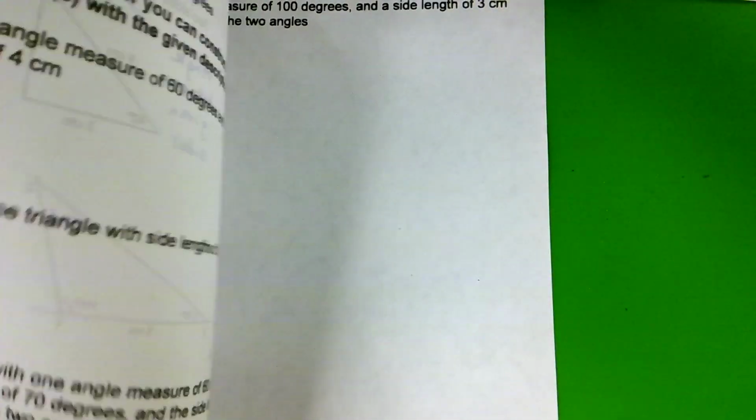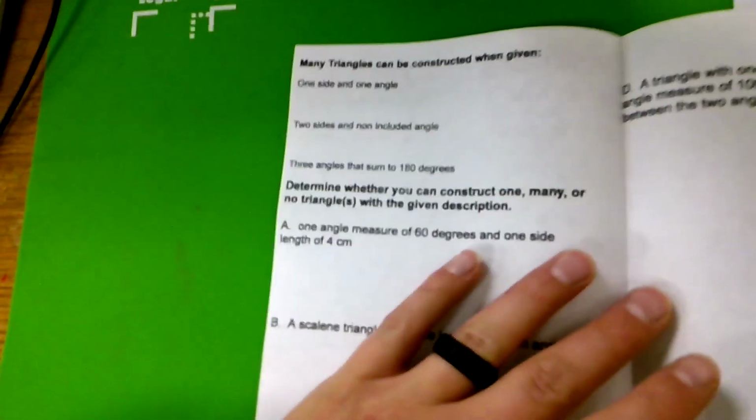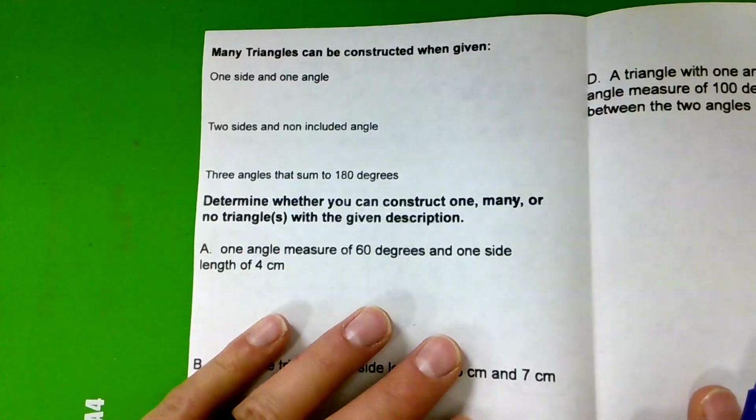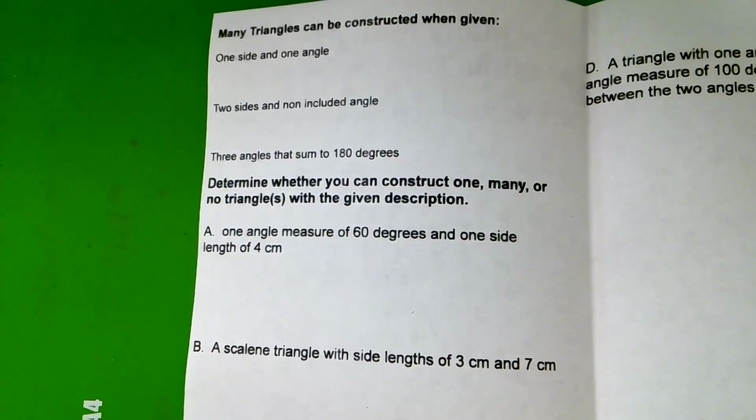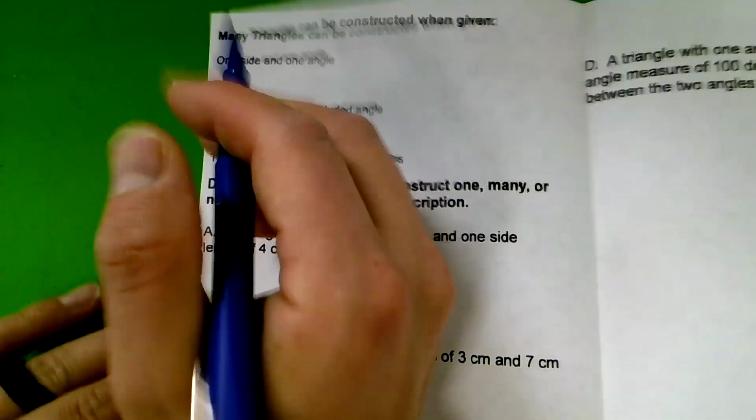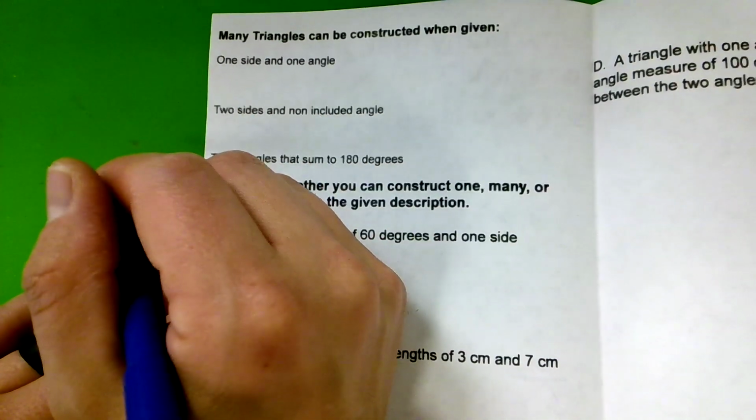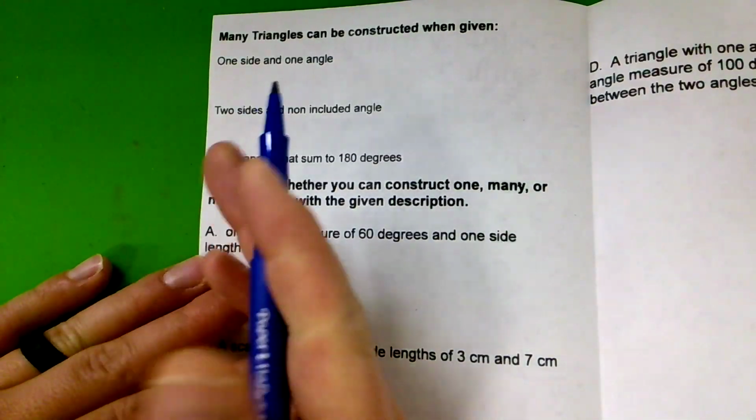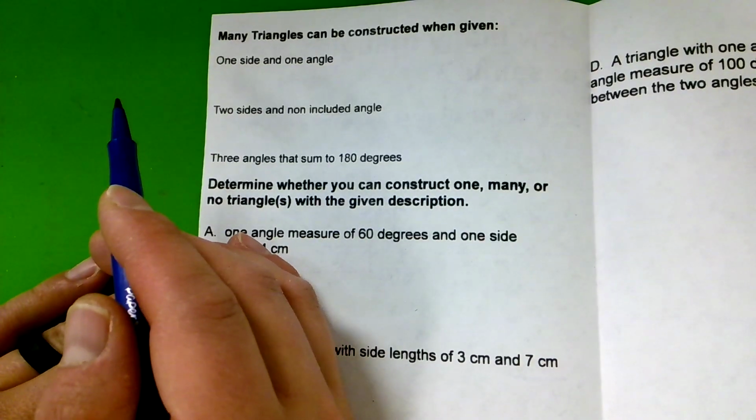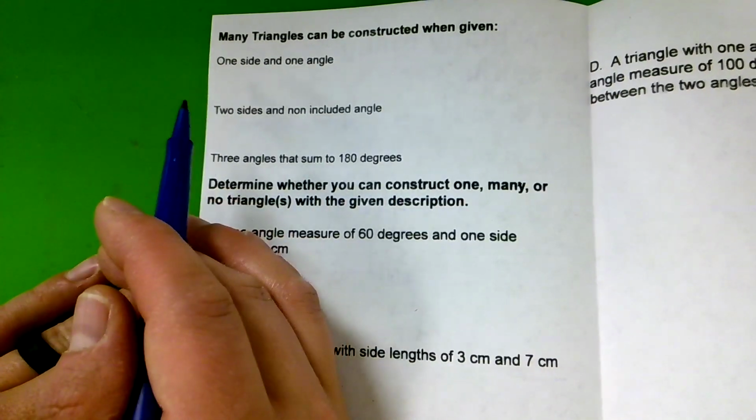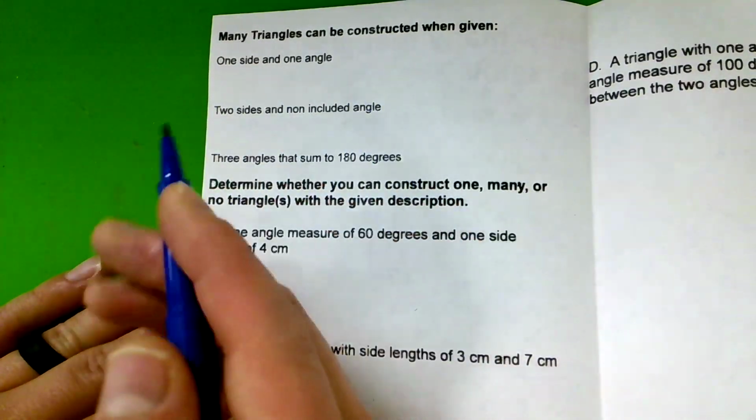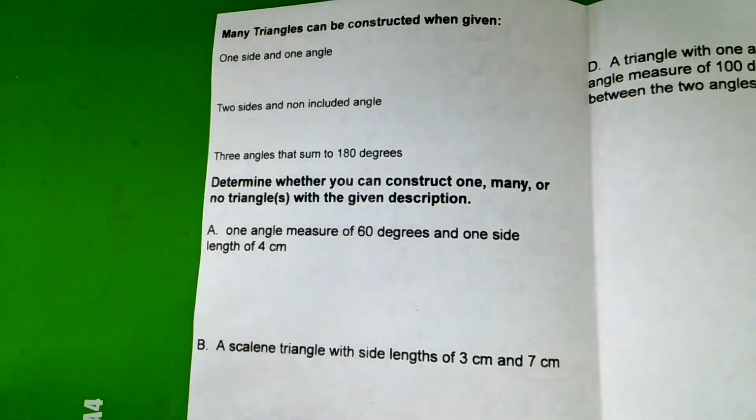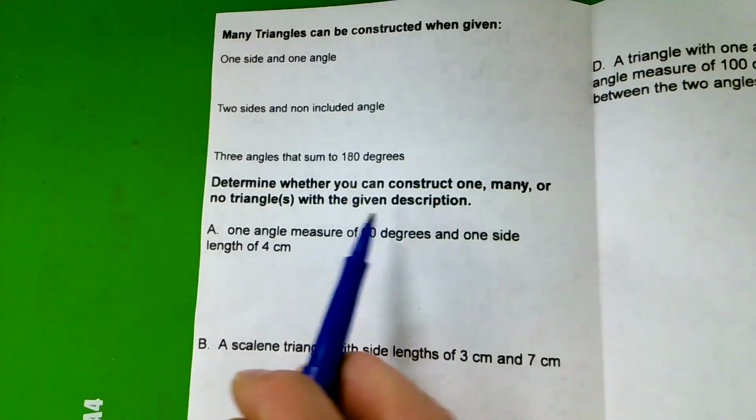Okay, so we're going to move on to the next page. Next one we're talking about, so that was one unique triangle. Now we're talking about many triangles. Many triangles can be constructed when given one side length and one angle. So you're only given, how many pieces of information is that? That's 2 pieces of information. So you can make many triangles with that. An example they might give is, all right, there's an angle of 60 degrees and a side length of 4 centimeters. How many triangles can you make with this? You can make many, infinite almost.